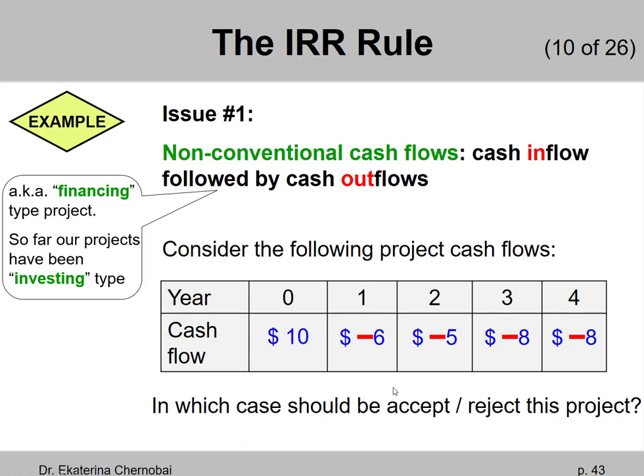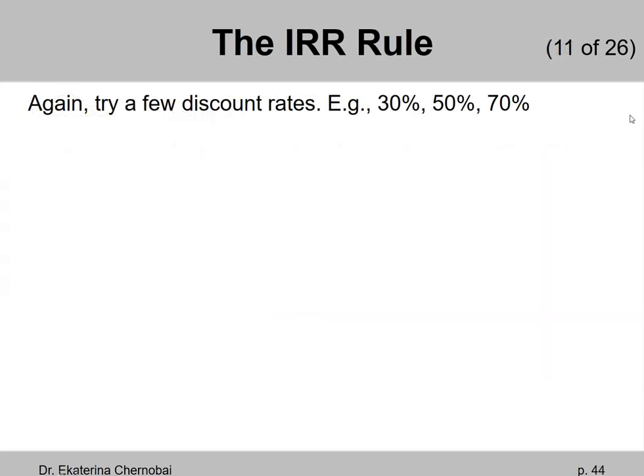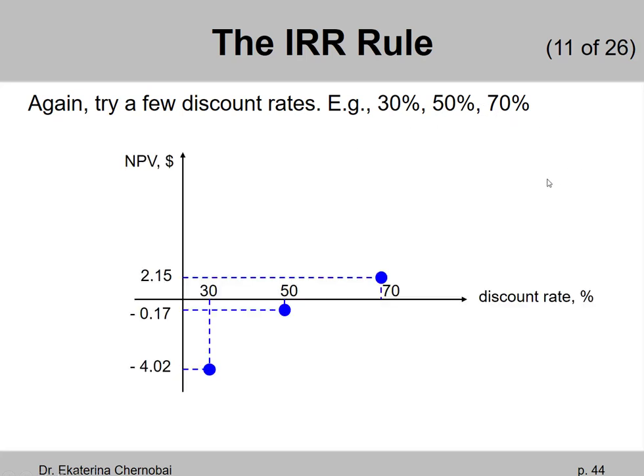So let's approach it the same way as the identical problem with the switched signs. Let's try randomly a few discount rates. The same ones we tried before, 30%, 50%, and 70%. And let's right away plot our resulting net present values on the same graph that we used earlier, with the discount rate along the horizontal axis and the net present value along the vertical axis.